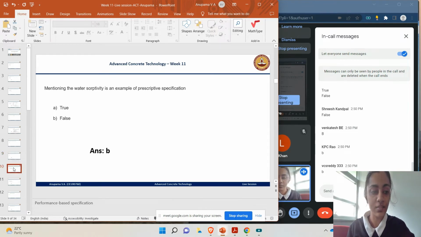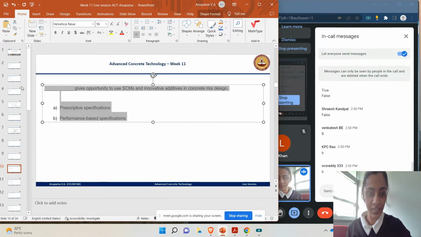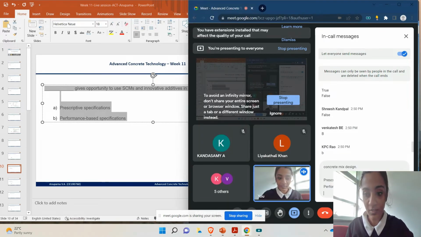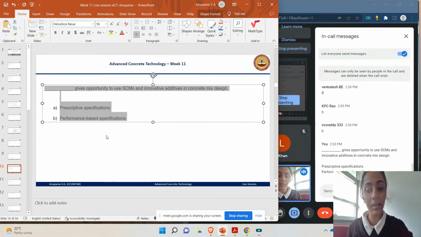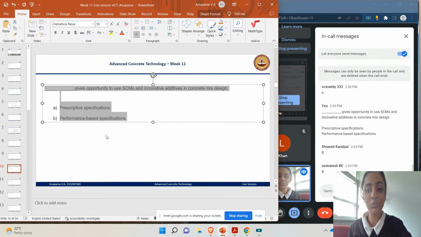Now, moving on to the next question. Dash gives the opportunity to use SCMs and innovative additives in concrete mix design. So, is it the prescriptive specifications or the performance based specifications which provides an opportunity to use SCMs and some other innovative additives in concrete mix design? This is a very easy question. I don't think there's much to think about in answering.